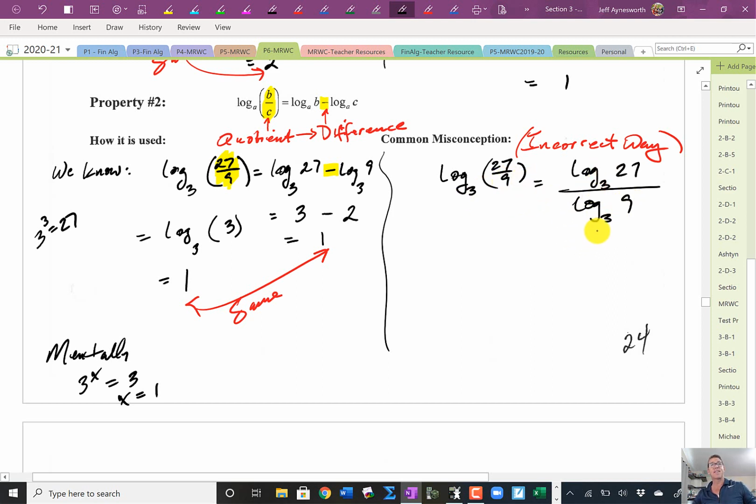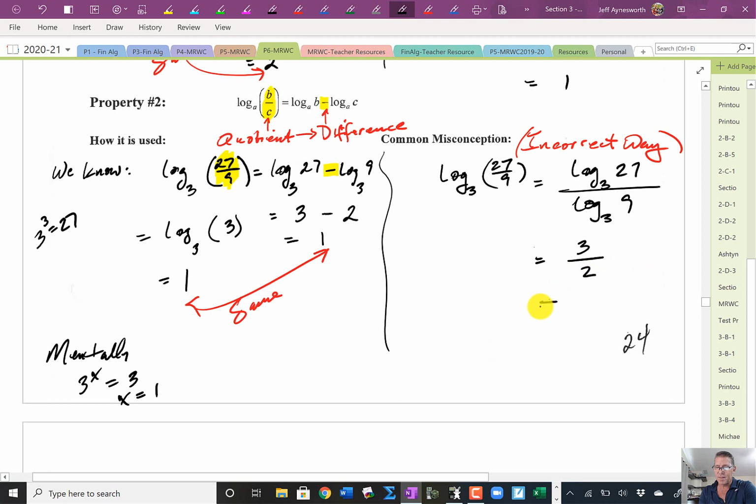I see this a lot in all classes, from algebra 2 to pre-calc to calc. And this is how not to handle it, because if you simplify this, the numerator, log base 3 of 27, happens to be 3, and log base 3 of 9 happens to be 2, and you get 3 halves.